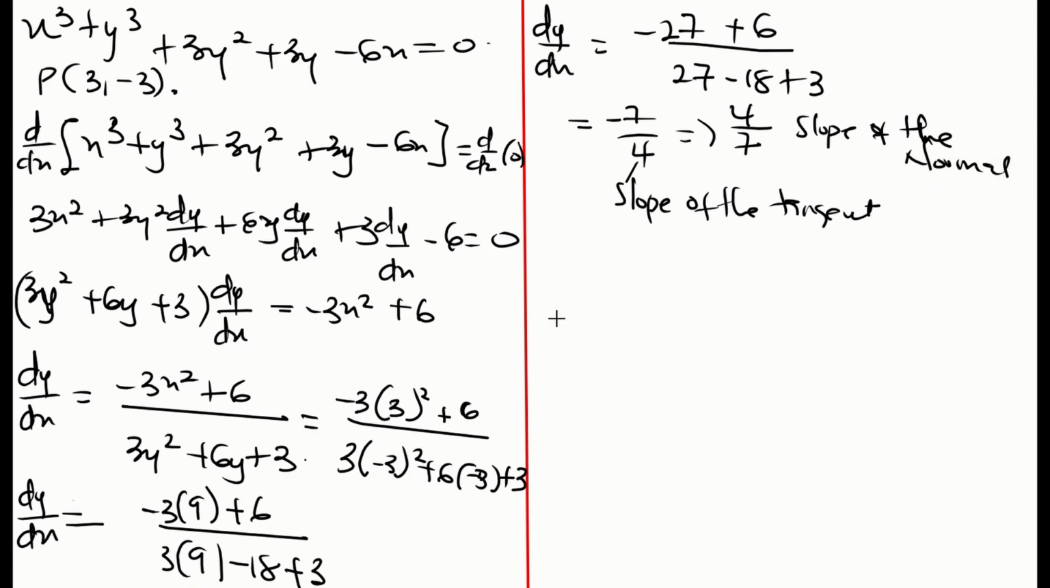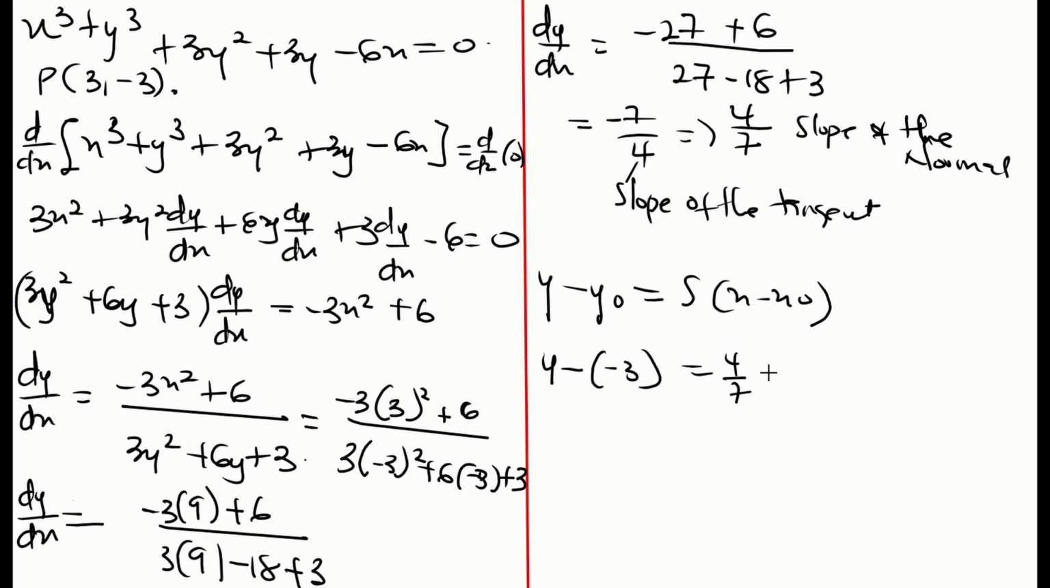Then we proceed to find the equation of this normal, which is y minus y naught equal to my slope, so let's represent that with s, multiplying x minus x naught. With the same point, we have y minus y naught, which is minus 3, equal to my slope, which is 4 on 7, multiplying x minus 3. This is y plus 3 is equal to 4 over 7 times x minus 3.